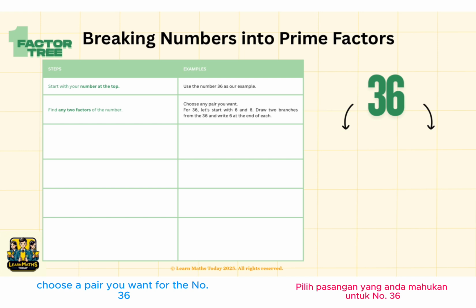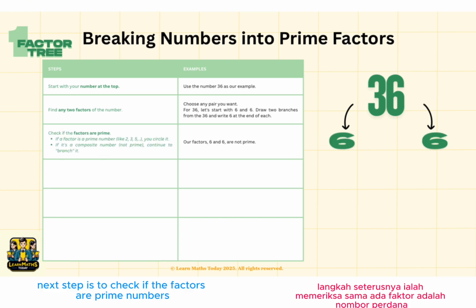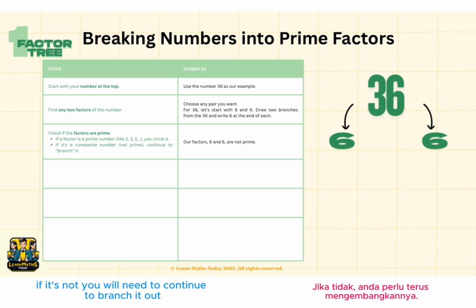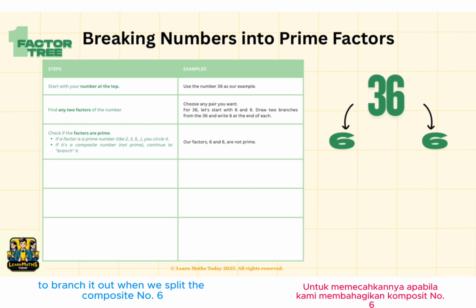For the number 36, let's start with 6 and 6. 6 times 6 gives you 36. Draw two branches from 36 and write the number 6 at each end. Next step is to check if the factors are prime numbers such as 2, 3, 5, or 7. If it's not, you will need to continue to branch it out. 6 is not a prime number. Let's continue to branch it out.